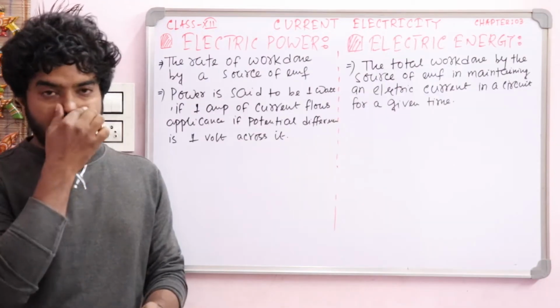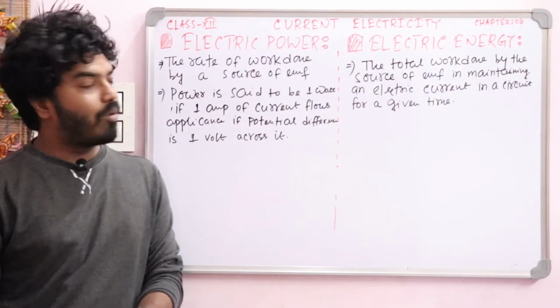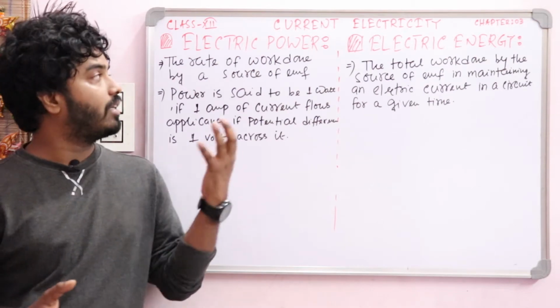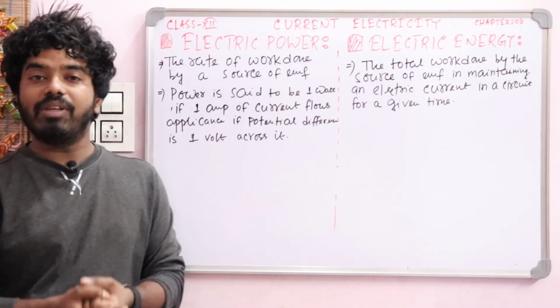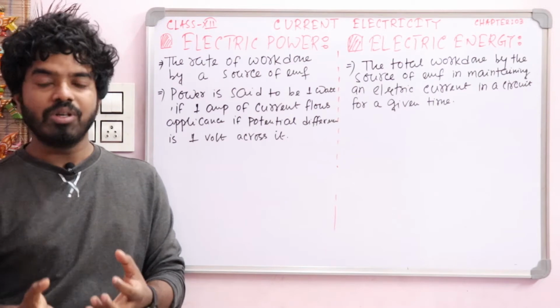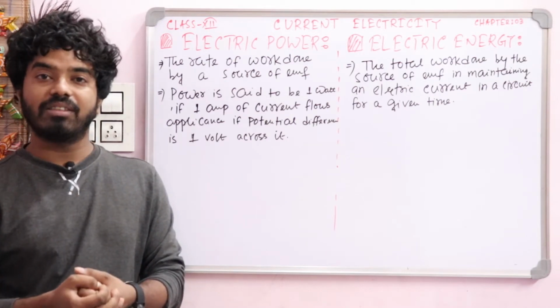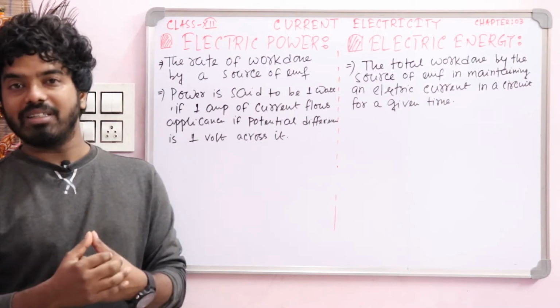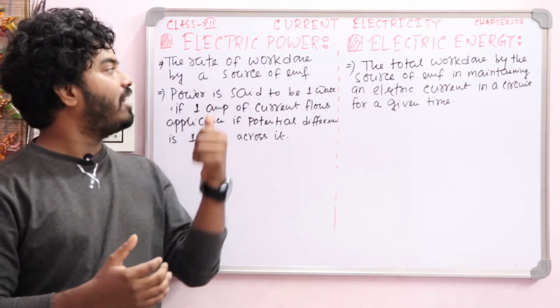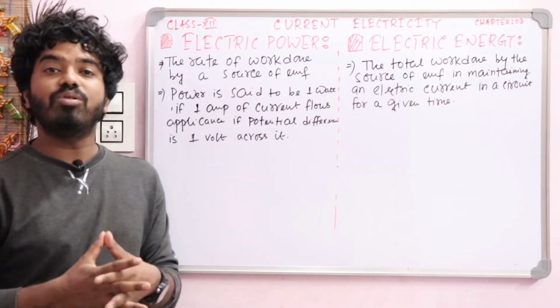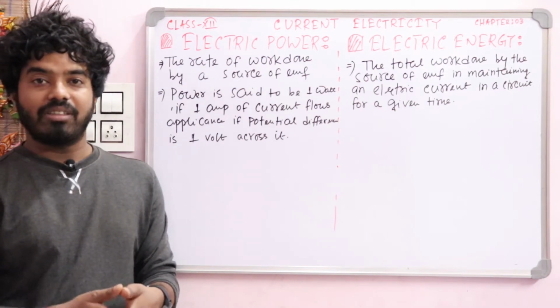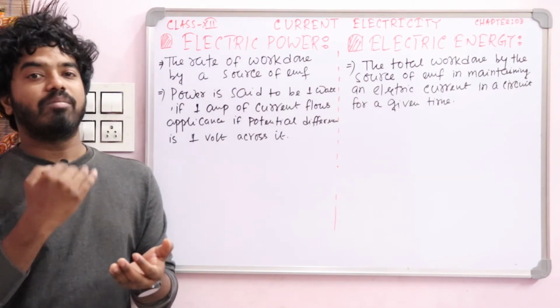So students, now we will focus on electric power and electric energy. At first we will learn electric power. What is the meaning of electric power? All of you know power, that means the rate of doing work. Here electric power means the rate of work done by a source of EMF, the amount of work done divided by time.